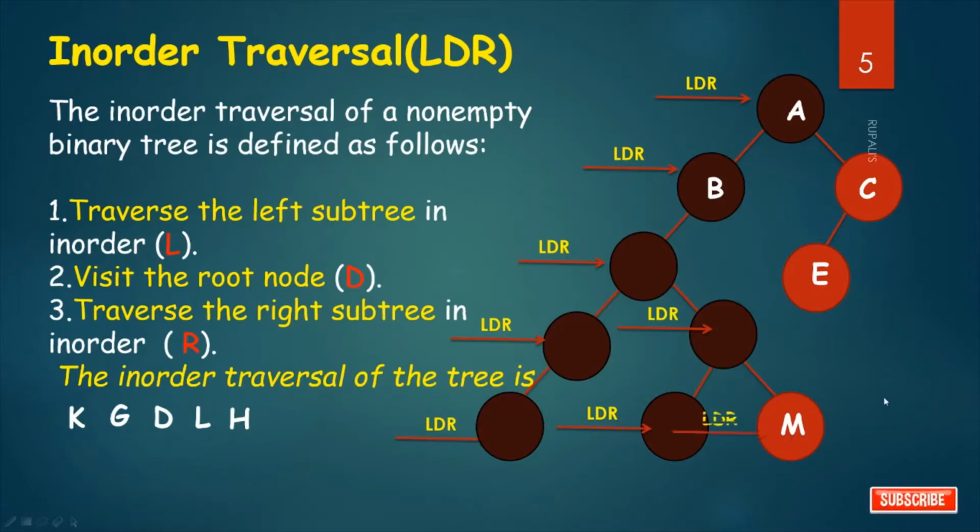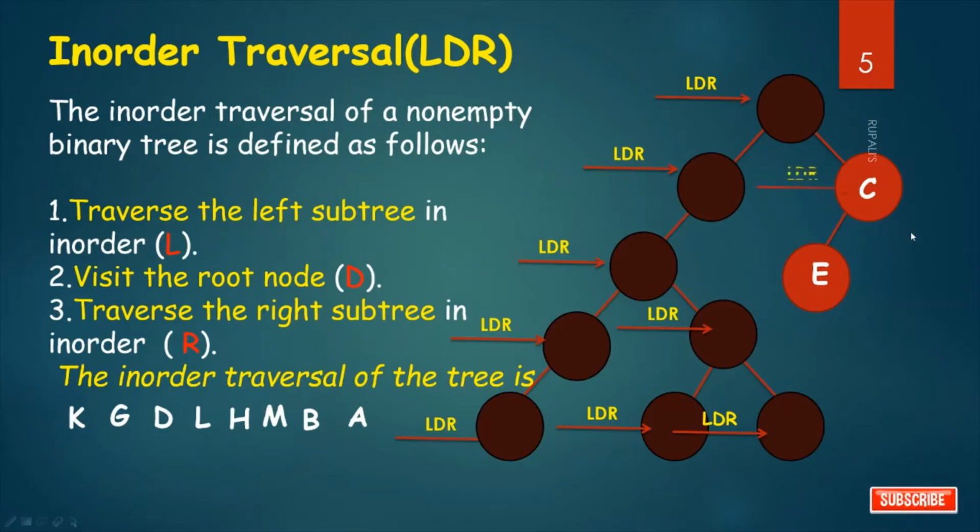So again we apply LDR here. L means go to the left child. No left child is there. D, print the node. Is there any R? No R is there. Now we come here. L completed. D, print the node. R, no right child is there. We come here. L completed. D, print the node. Print A. R, is there any right child? Yes. Again reapply the same procedure.